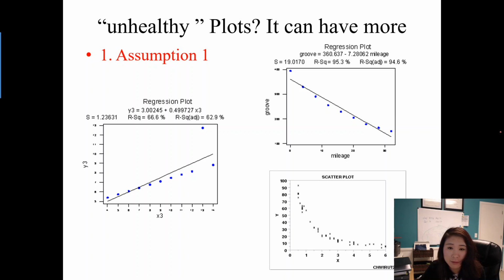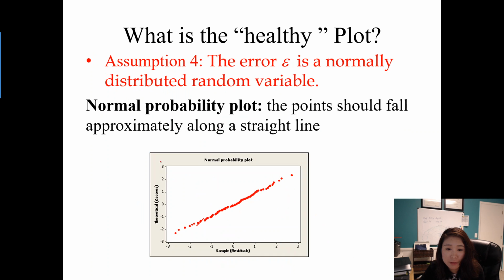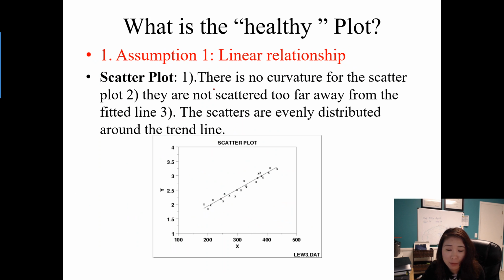How do you know those are the unhealthy plots? That's why you're going to remember the healthy characteristics you're looking for. So these are the 3 scatter plots, X versus Y scatter plots. Remember, we're using them to test whether assumption 1, the linear relationship, is violated or not. These are called unhealthy plots, meaning all 3 violate my assumption 1. The question is why? To answer this, you need to go back and look at the healthy patterns you are looking for: no curvature, not scattered too far away from the straight line, and the scatter evenly distributed around the trend line. Those are the 3 characteristics we're looking for.